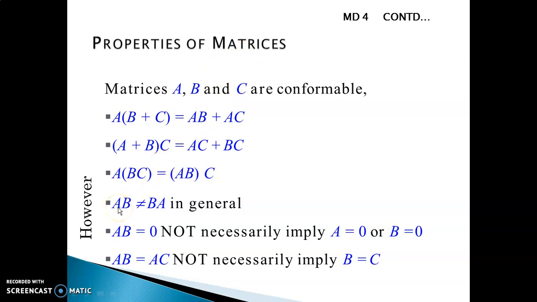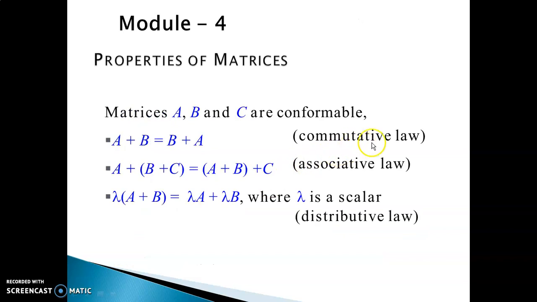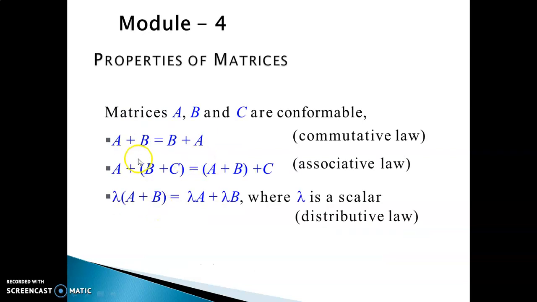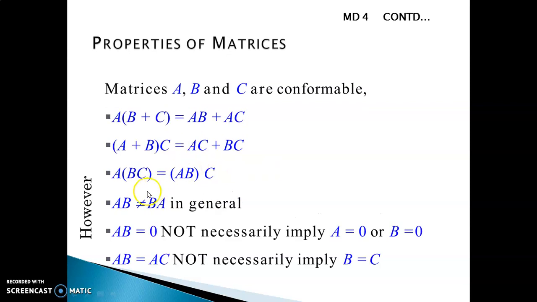But the most important thing is A into B is not equal to B into A. It means the commutative law does not hold under multiplication. Under addition, A plus B is equal to B plus A. But generally, A into B is not equal to B into A. In some cases, it may be equal. But in general, we can say that the commutative law does not hold under multiplication.